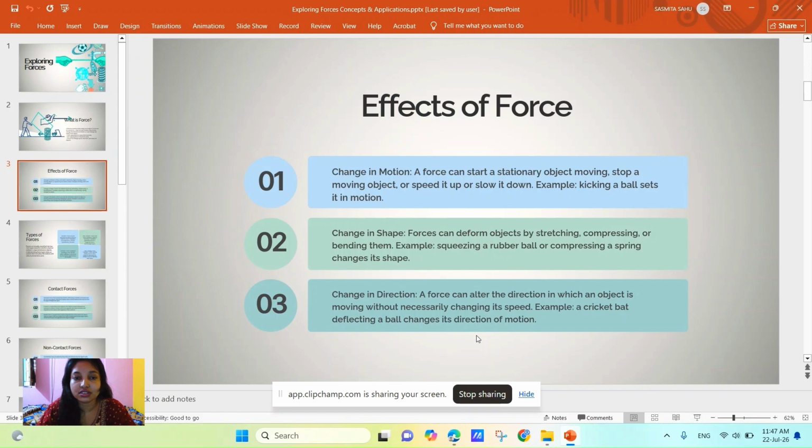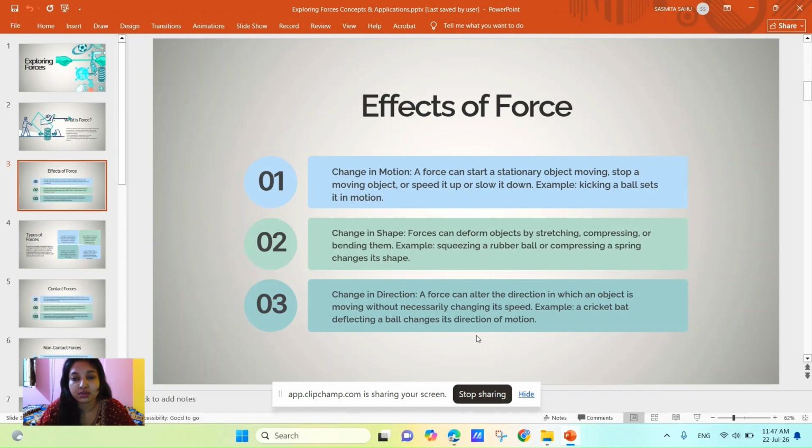Effects of force. That is three effects. There are three effects. Change in motion, change in shape, change in direction. What is change in motion? A force can start a stationary object moving, stop a moving object, or speed it up or slow it down. Example, kicking a ball sets it in motion. When we kick a ball, it moves in backward and forward direction. So it changes motion.